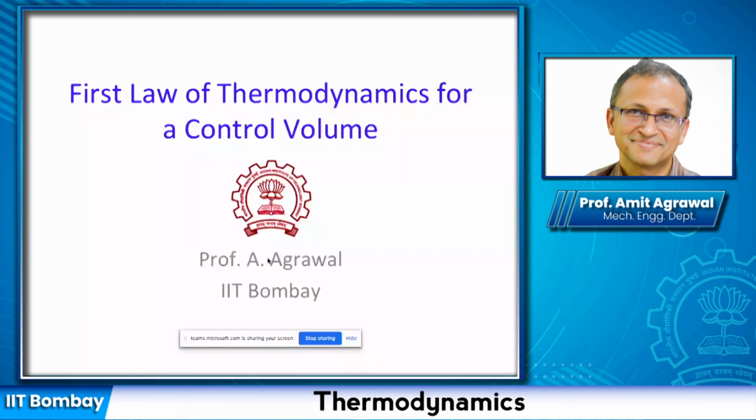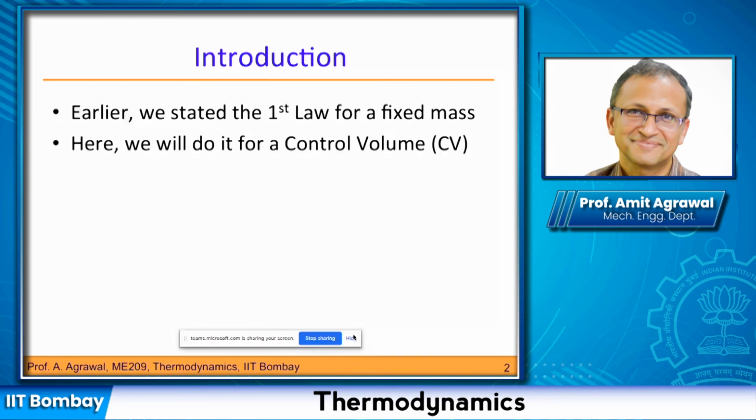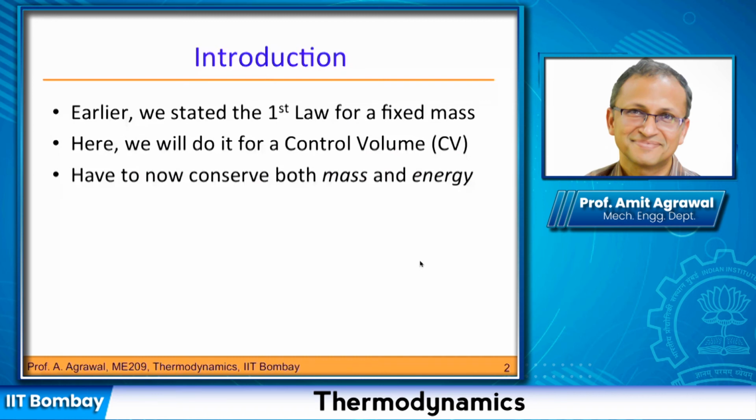Continue the lecture here. So basically now what we will do is apply the first law of thermodynamics for a control volume. Till now we have been essentially looking at the first law for a fixed mass. Here we will do it for a control volume where we allow mass to enter and leave. Earlier we were only looking at energy, but now we have to look at conservation of mass first and then conservation of energy. So we have to write explicit equations for conservation of mass and energy because we are allowing mass to come in and go out.